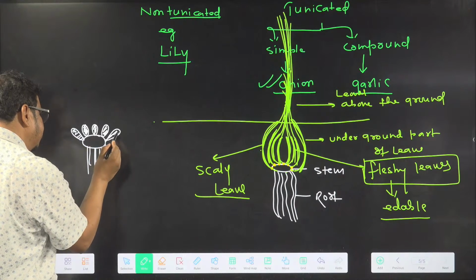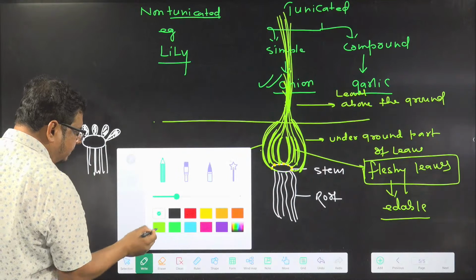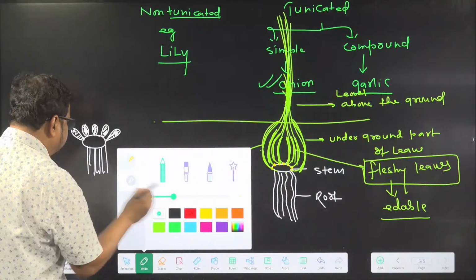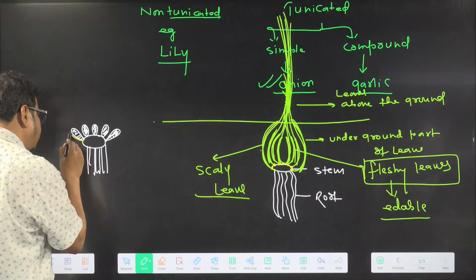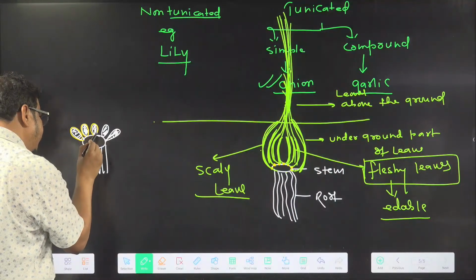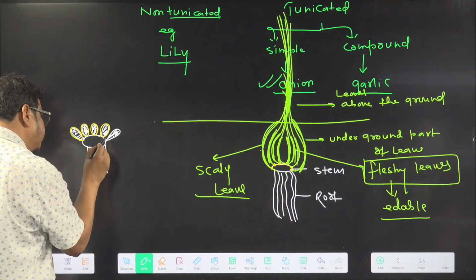These are buds basically, and this is covered by a tunic. I am changing the color. It is a tunic. Every clove is covered by a tunic.